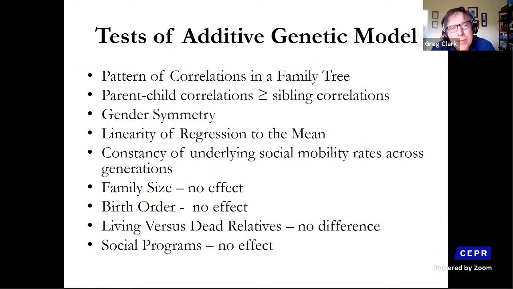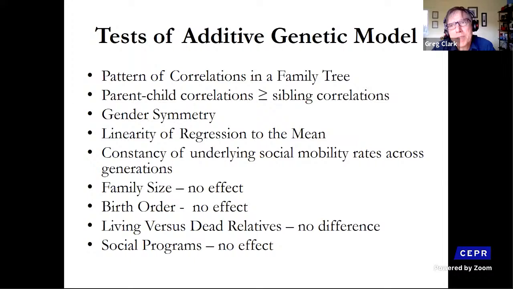And so the book then is going to look at tests of the additive genetic model. The first one, I can't talk about all of them today, so I'm just going to pick out a few of them. But these tests include what's the pattern of correlation to the family tree, how do parent-child correlations look like compared to sibling correlations, is there gender symmetry?